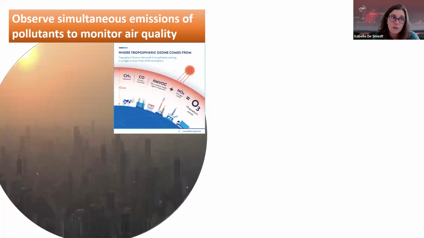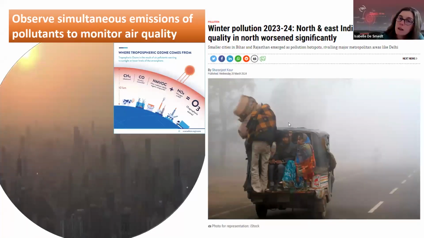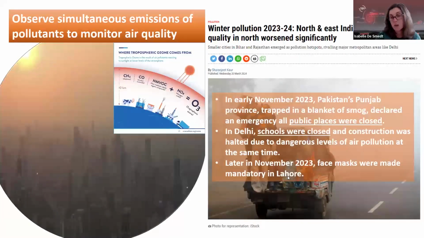Okay, another example of observing simultaneous emission of pollutants to monitor air quality happened last winter time in Pakistan and India. This was also in the news. It was not due to a wildfire as in Canada, but rather to industrial emission and agricultural fire. So in early November, the Pakistan province, the Punjab, was trapped in a cloud of aerosol and pollutant.